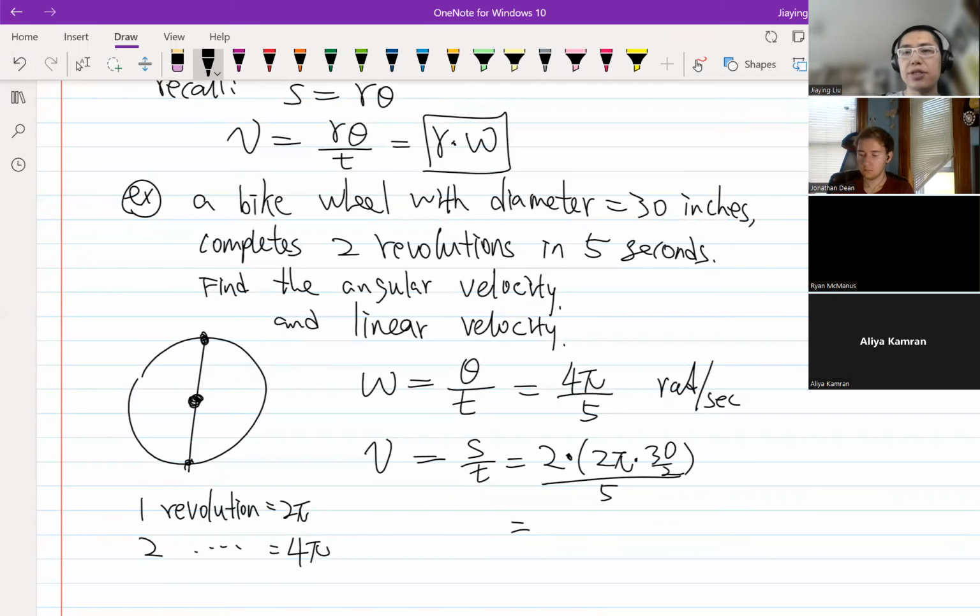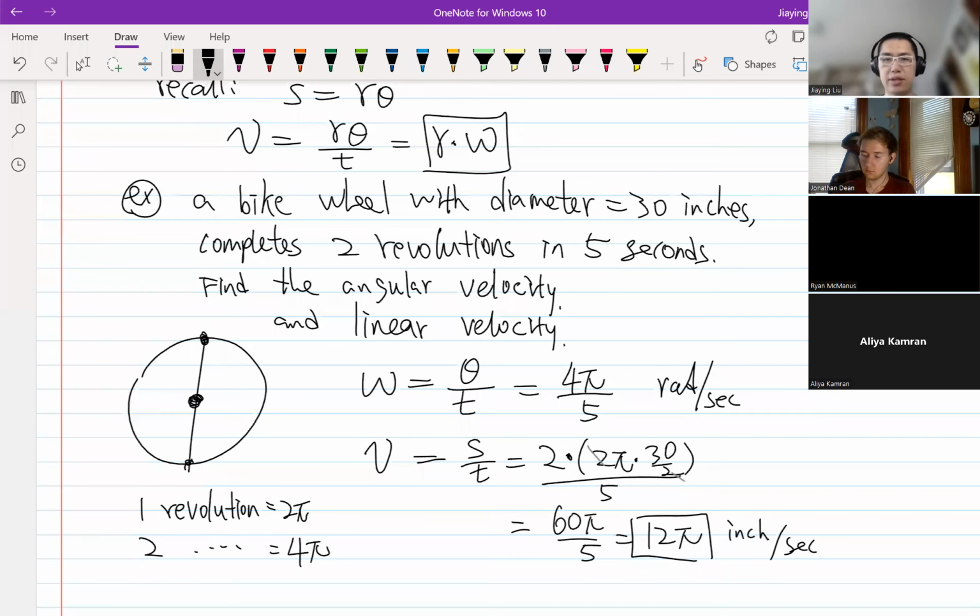If I simplify this, 30 pi times 2 is 60 pi over 5, and that's going to be 12 pi. Because the diameter is in inches, this is going to be inches per second. So that's the angular velocity and the linear velocity, which is related to the arc length, the distance traveled on the circle.